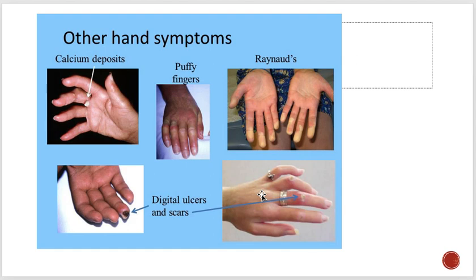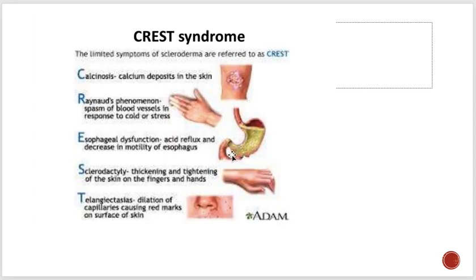But of course, Raynaud's phenomenon is the vascular phenomenon. Now, a very common type of involvement is that they present with dysphagia. Why? Because they have esophageal hypomotility. Esophageal dysfunction, acid reflux, and decreased motility of the esophagus, right? So they basically present with ulceration, strictures, or GERD. Their small bowel and large bowel, all of them are affected, with decreased movements, right?